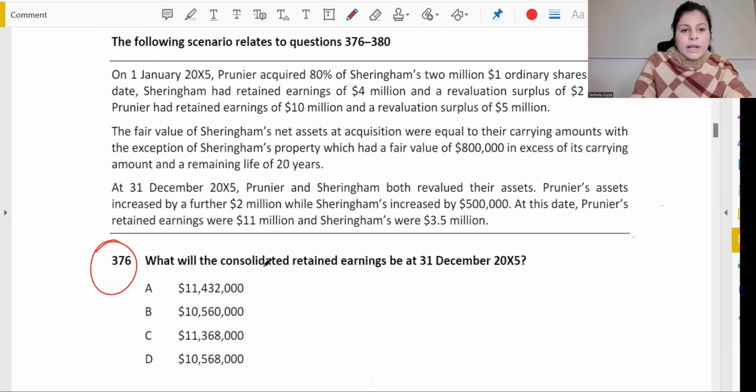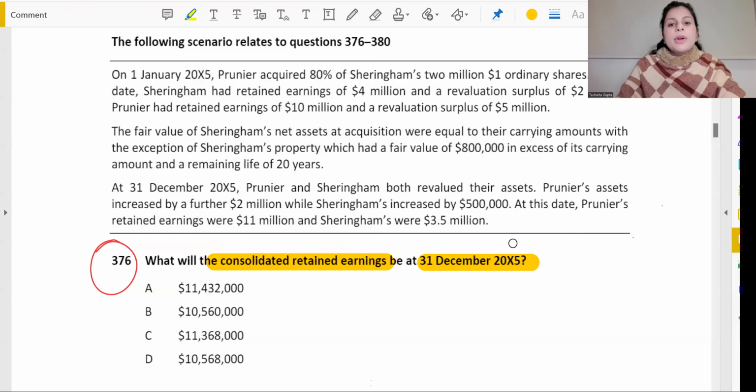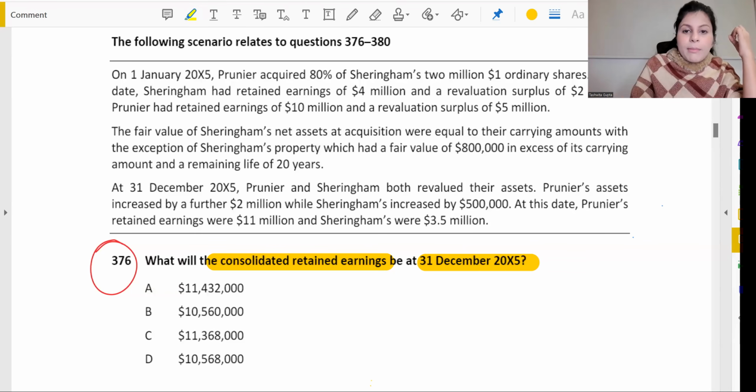Here they're asking what will be the consolidated retained earnings at 31st December 2015. So my year end is 31st December 2015 and I'm supposed to calculate my consolidated retained earnings. That means group retained earnings. Which working note is that? Where do you calculate GRE? I've already uploaded a basic group accounts lecture on my YouTube if you are struggling with basic groups. Very good, working note number 5.